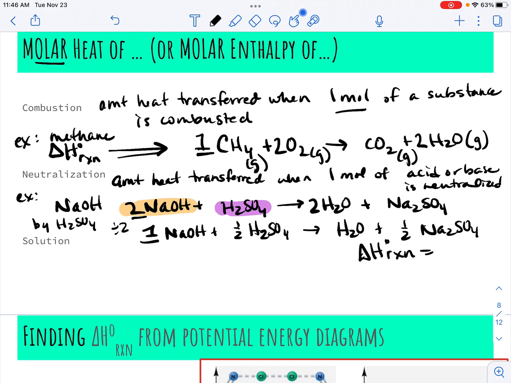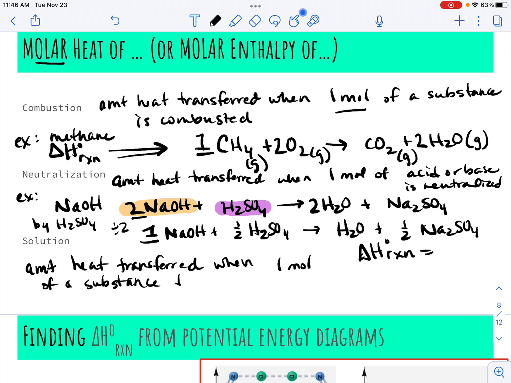Finally, the last thing would be for heat of solution. So this is the same idea. This is the amount of heat transferred, and sometimes they're endothermic and sometimes they're exothermic, when 1 mole of a substance dissolves.